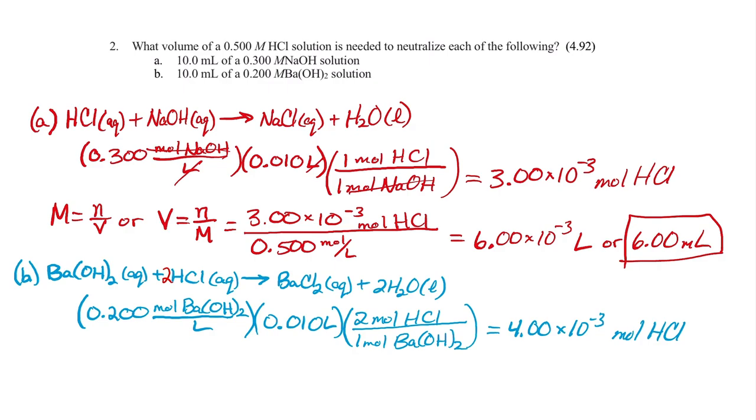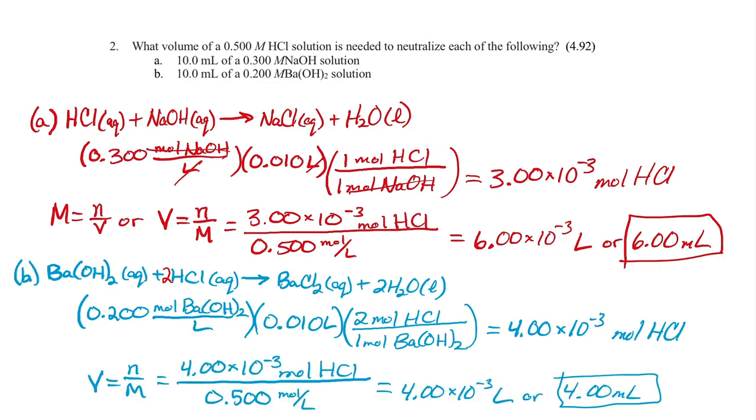So just like we did in the last one, we're looking for the volume. That is the number of moles divided by the molar concentration. So we use 4 times 10 to the minus third moles of hydrochloric acid divided by the volume of hydrochloric acid, and that gives us a quantity of 4.00 milliliters.